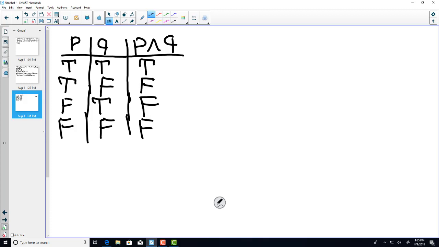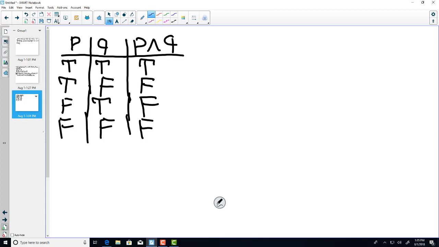For example, P can be it's raining today, and Q can be it is cold today. So if it's raining today and it's also cold today, then both P and Q is true. Otherwise, if it's raining today but it's not cold, P and Q is false.